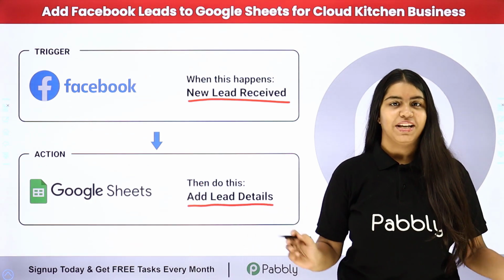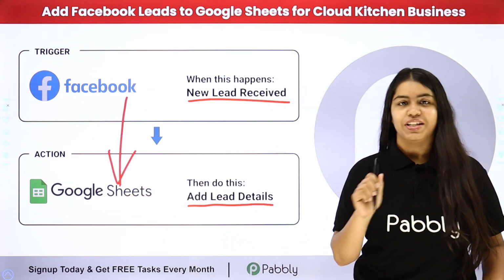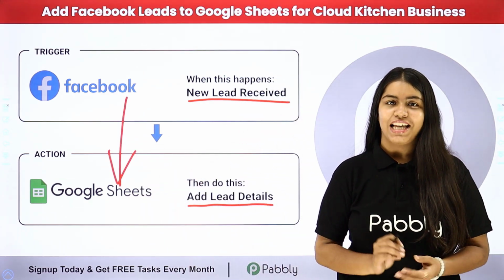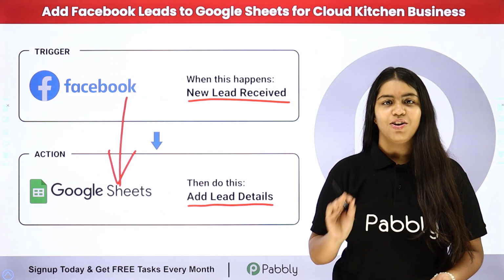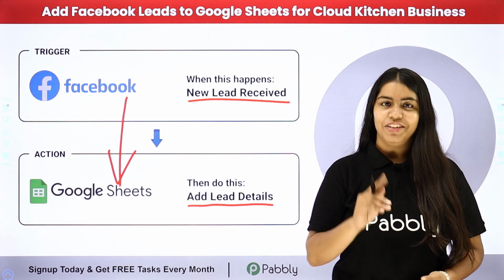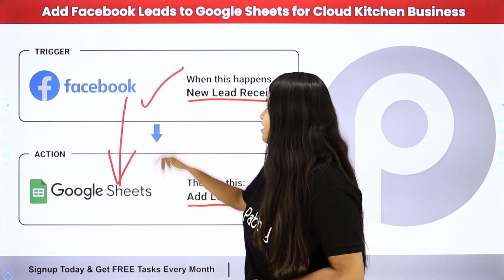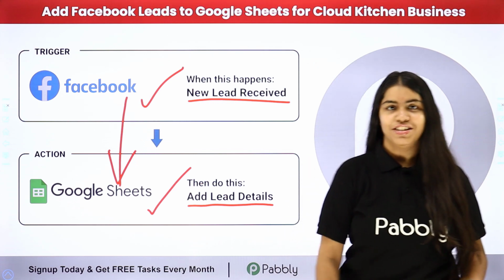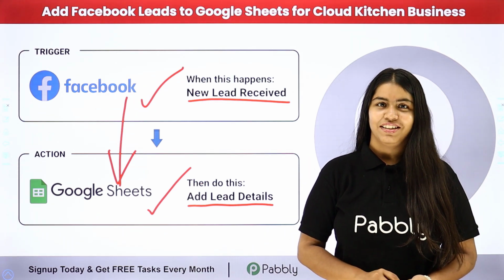For this, we are going to create a connection between Facebook lead ads and Google Sheets. To create this connection without using any coding language, we are going to use Pabbly Connect. It is an amazing automation software. So in Pabbly, we have the concept of trigger and action. For trigger, we are going to use Facebook lead ads, and for action, we are using Google Sheets. So if you want to learn this process step by step, follow me through the screen.